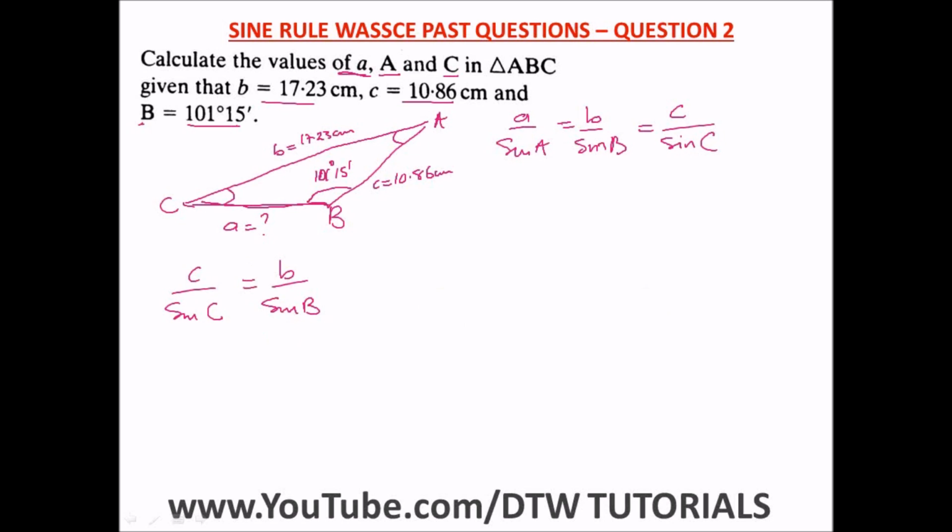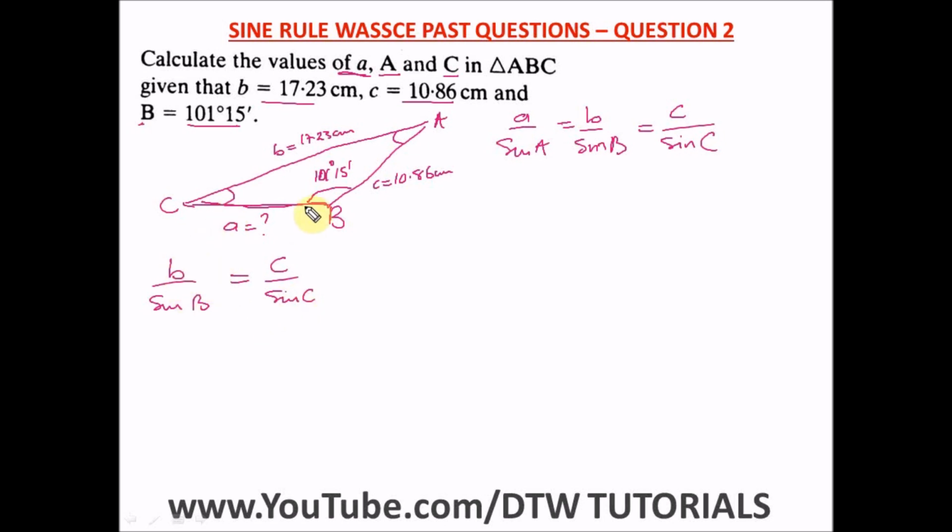Let's do it alphabetically, by bringing b first. b over sine B is equal to what? c over sine C. Okay, so this is proper.